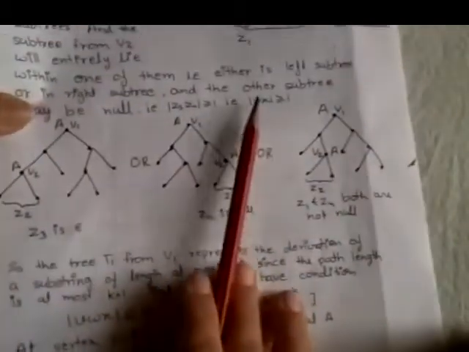Now next, the depth is at most k plus 1 from V1. That means the maximum length generated will be 2 raised to the power k, which is nothing but equal to n. That means we have taken this condition. This is the second condition of the theorem, that the length of VWX should be less than or equal to n. So we have proved why we have taken these two conditions.